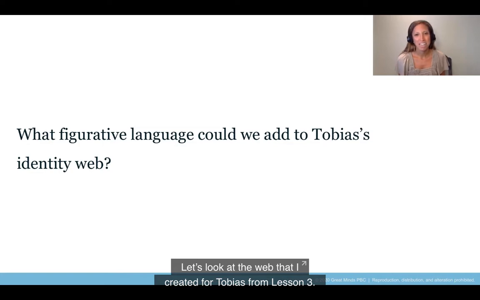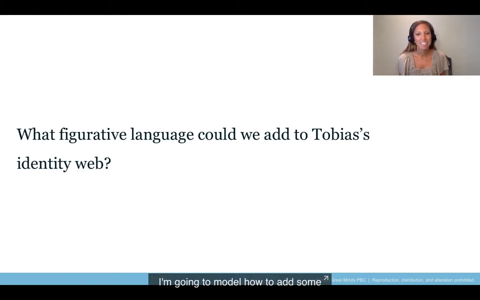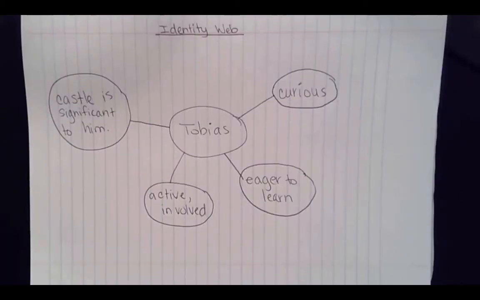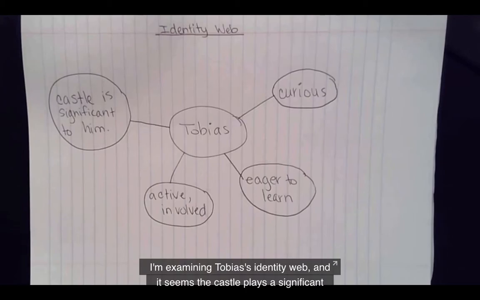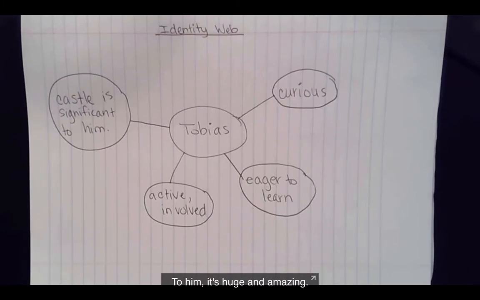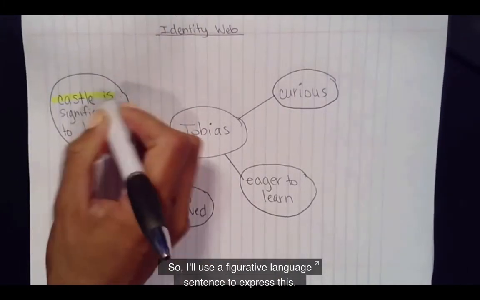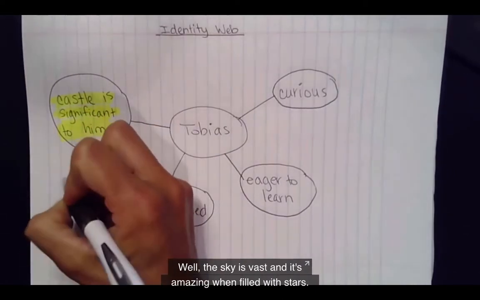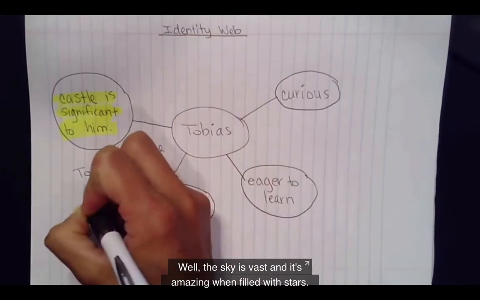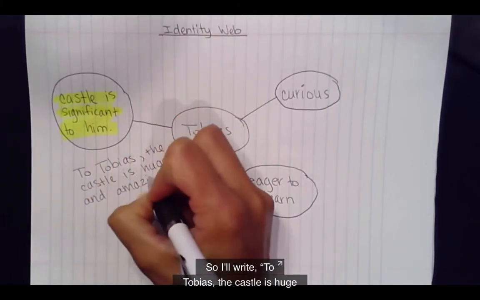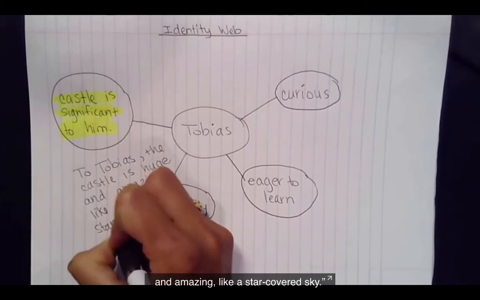Let's look at the web that I created for Tobias from lesson 3. I'm going to model how to add some figurative language to help you understand it a bit better. I'm examining Tobias's identity web, and it seems the castle plays a significant role because he learns new things there. To him, it's huge and amazing. So I'll use a figurative language sentence to express this. What's something else that's huge and amazing? Well, the sky is vast and it's amazing when filled with stars. So I'll write, to Tobias, the castle is huge and amazing, like a star-covered sky.